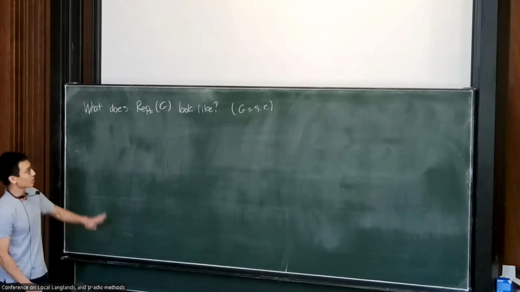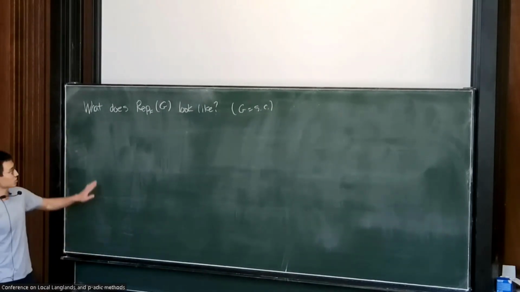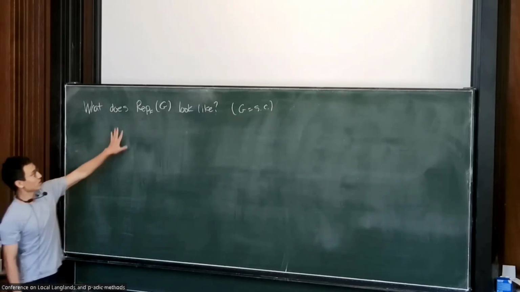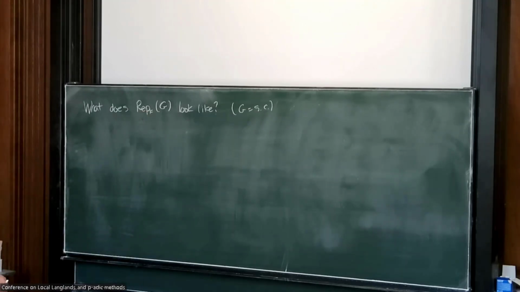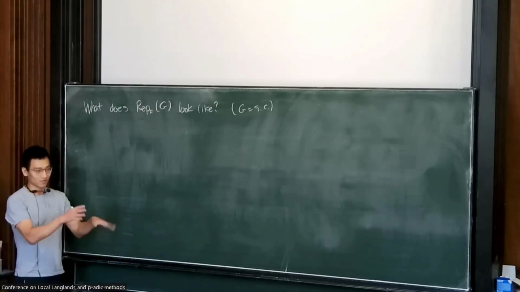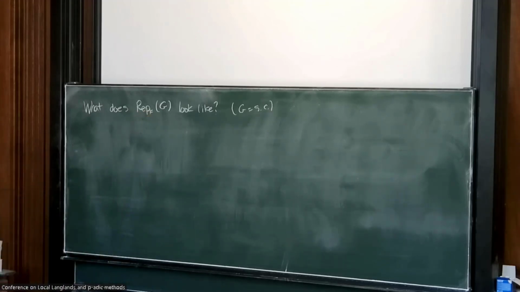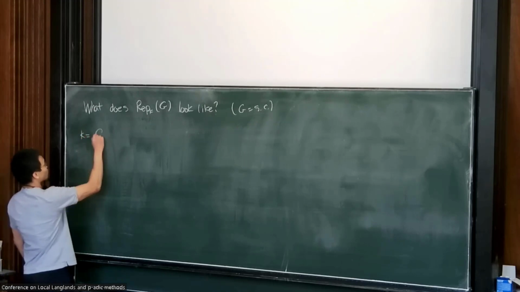Okay, so one thing I've learned from this conference is that the younger generation of mathematicians doesn't really think about representations so much. So for them, you can think of these as vector bundles on the stack BG. But I'm of the older generation, so I'm going to continue to think about representations.